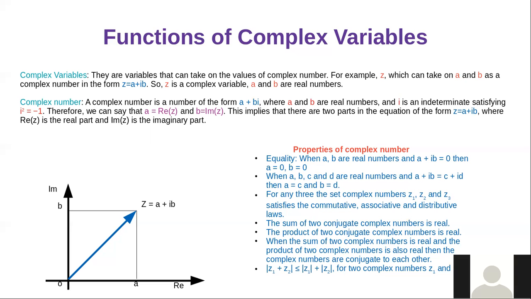Another property: any three complex numbers Z1, Z2, and Z3 satisfy what we know as the commutative law, associative law, and distributive law. We shall see how these operate in the next slide. Another property is that the sum of two conjugate complex numbers is real. That is, when you have two conjugate complex numbers, their sum is always real.